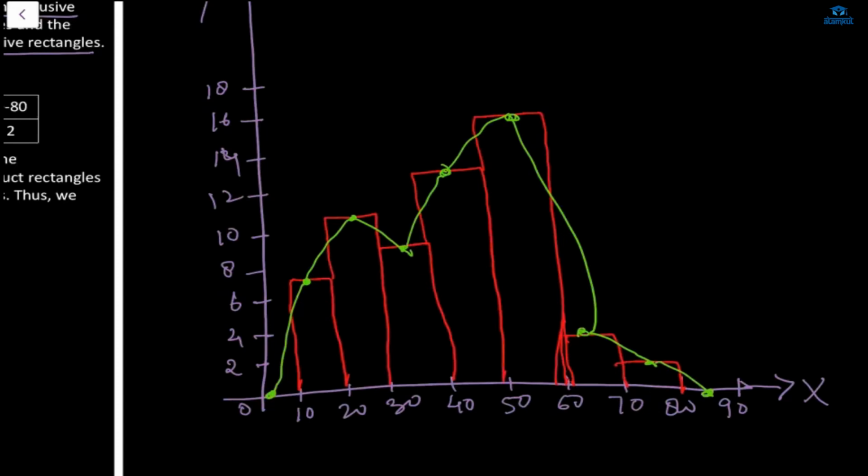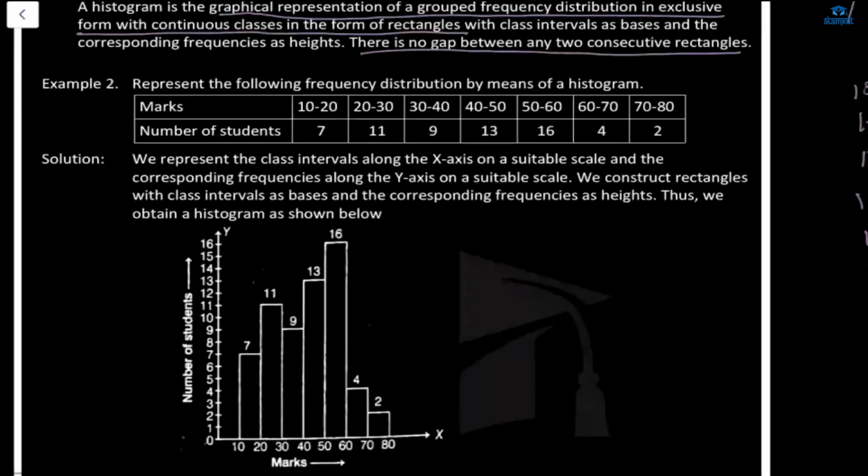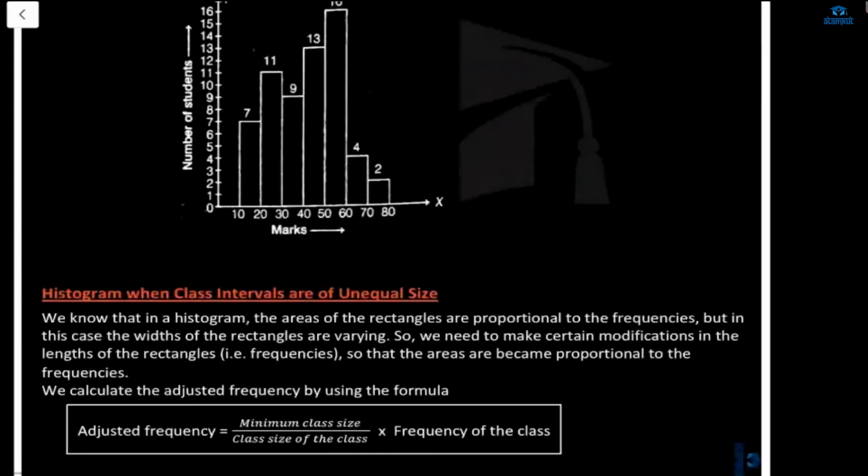Now here, your class interval had an equal difference. Now, the histogram with class intervals of unequal size means the class intervals are not of equal sizes. Like we have seen 10 to 20, then the next value started from 20 to 30. Every class interval has a difference of 10.